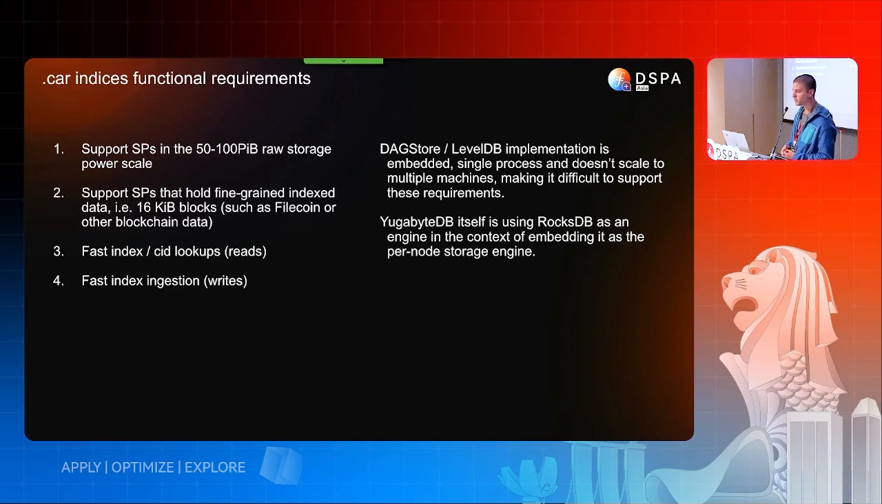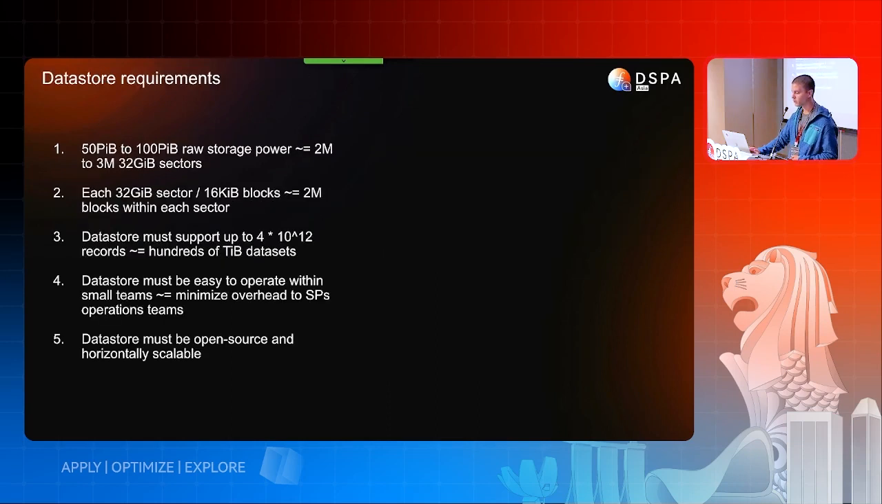The database that we picked to build an adapter for and provide it to storage providers is YugabyteDB, which itself uses RocksDB, which is very similar to what the DAG store was using, which used LevelDB as an engine in the context of embedding it within its per node storage engine. So basically, the solution that we're building on is similar to the DAG store, but a further level extrapolated upstream so that it provides high availability and horizontal scaling.